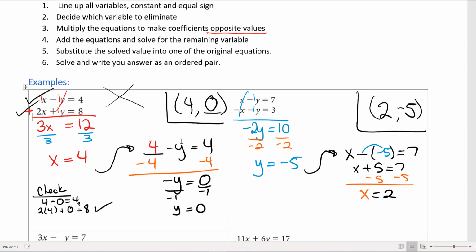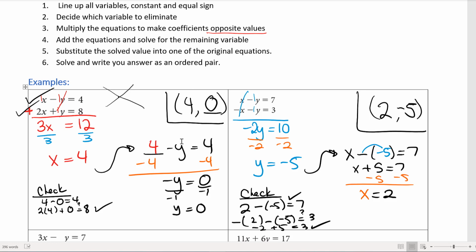If I want, I can check. Again, this is totally optional. If I plug in x is 2 minus a negative 5, does that equal 7? Yes, it does. 2 minus a negative 5 is actually 2 plus 5, which is 7. Negative 2 minus negative 5, is that equal to 3? Negative 2 plus 5 does equal 3, so this one also checks out.